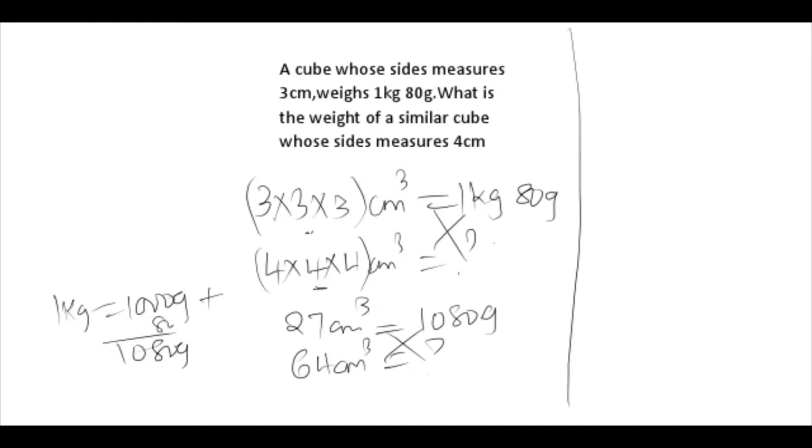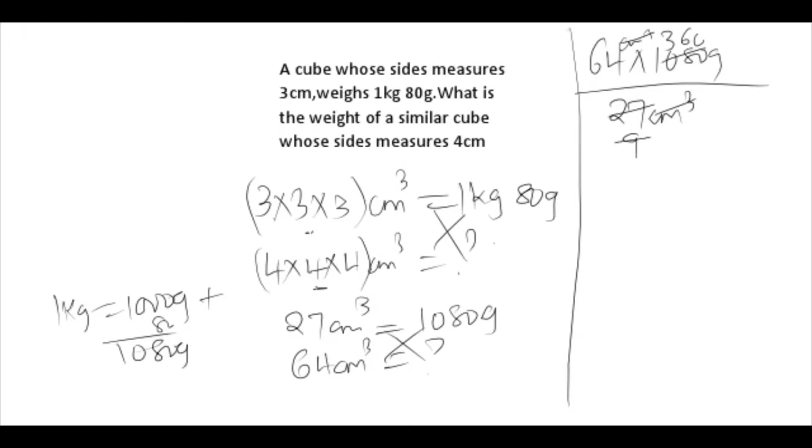grams? So we have 64 multiplied by 1008 grams, this is centimeters cubic, divided by 27 centimeters cubic. So we have centimeters cancelling. So we divide by 3: 27 divided by 3 is 9, 1008 divided by 3 is 336, 9 divided by 3 is 3, 336 divided by 3 is 112, 3 divided by 3 is 1, 112 divided by 1. So we have 64 times 112.